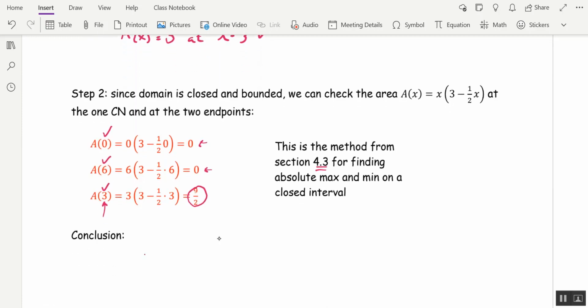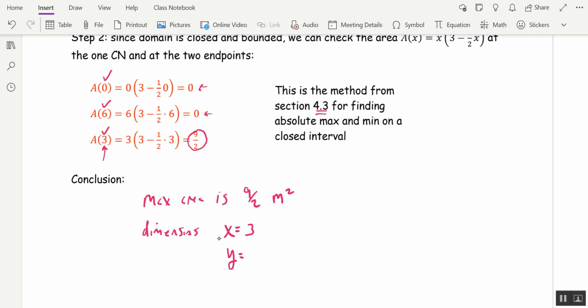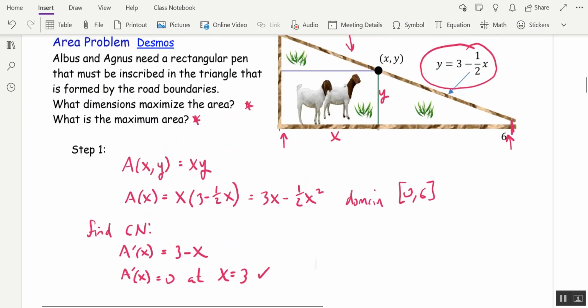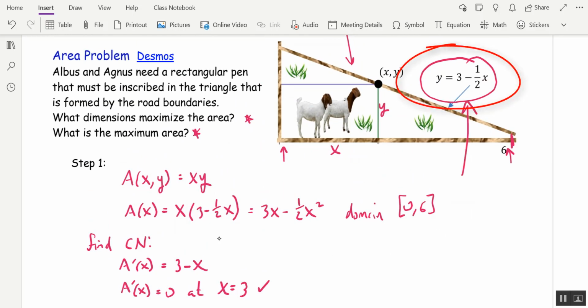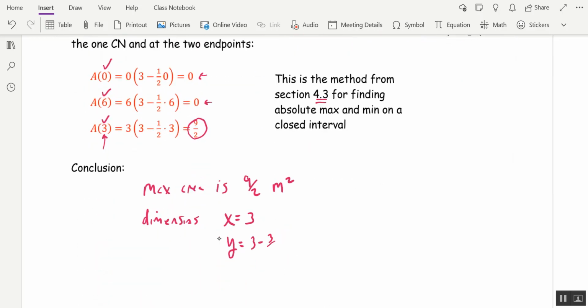So here's our conclusion. The max area is 9/2, whatever units, let's say meters squared. And the dimensions, because we were also asked for the dimensions, are x equals 3 and y equals, so we need to interpret what the height is when x is 3. So we're going to plug 3 into this equation here, y equals 3 minus 1/2 x. So that would give us y equals 3 minus 3/2, which is 3/2. So these are the dimensions of the pen, 3 by 3/2.